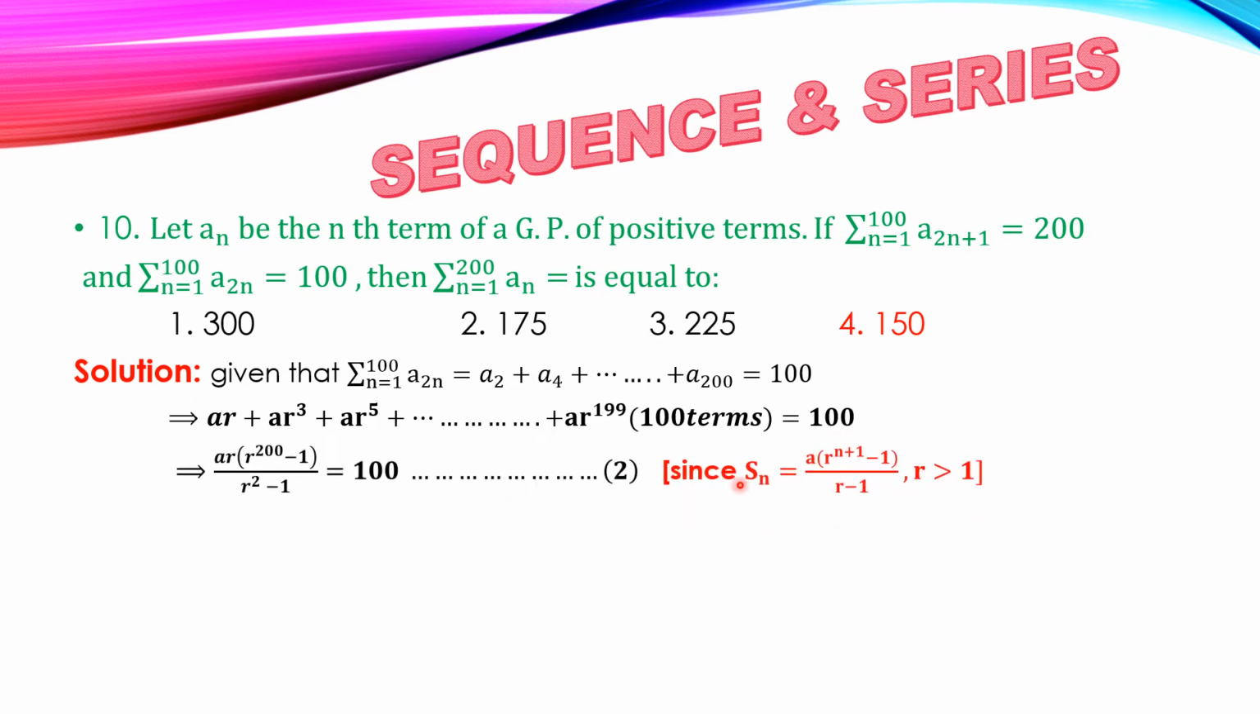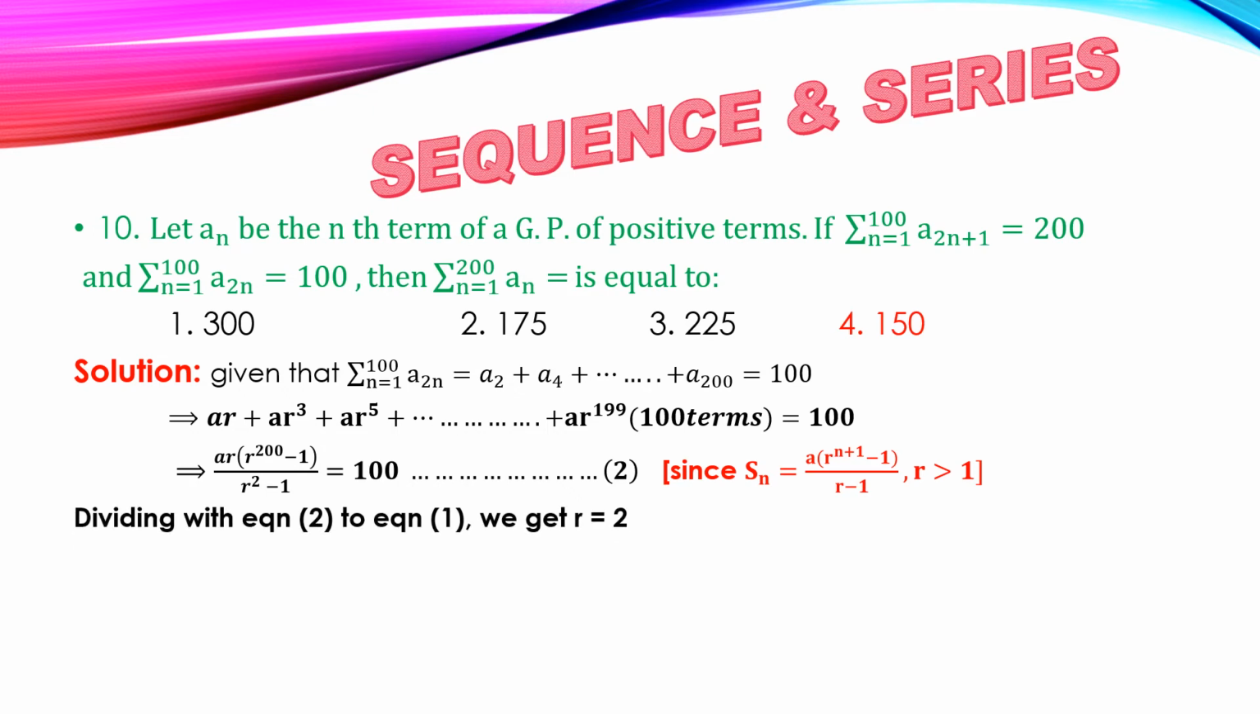Now we can apply the sum of n terms formula of GP, that is S_n equals a into r to the power of n plus 1 minus 1 by r minus 1. Here r is greater than 1. In this problem r is always greater than 1, positive terms, because a_n is a positive term. Now we substitute the values of the first term and common ratio. The first term is ar, into r square to the power of 100 minus 1 by r square minus 1, that equals 100.